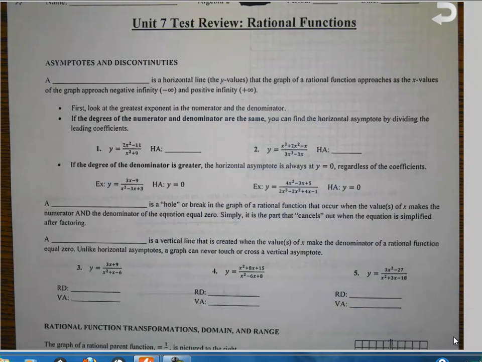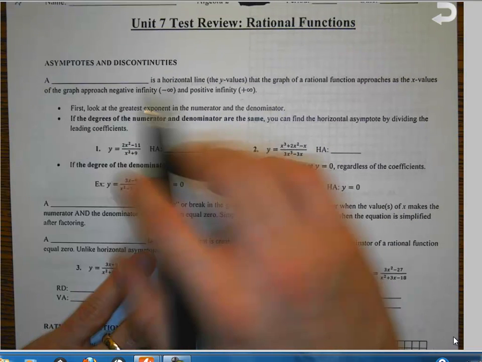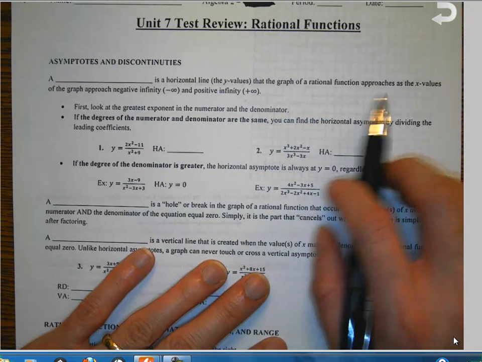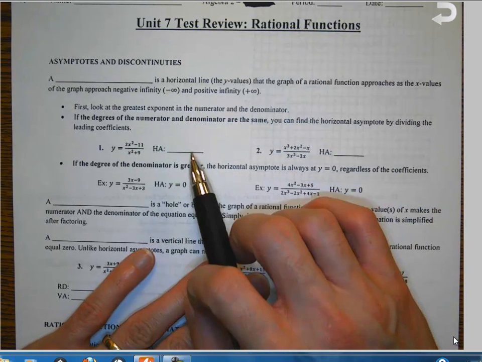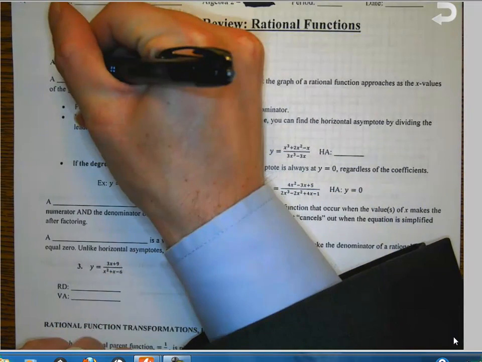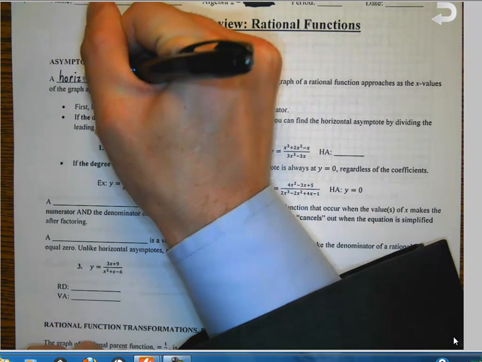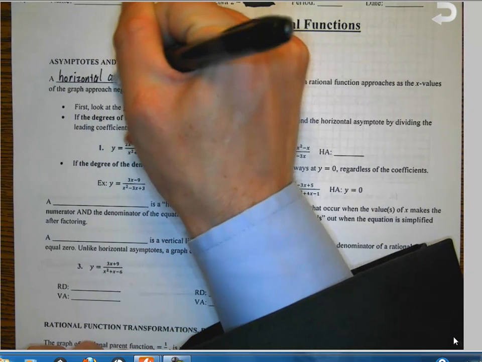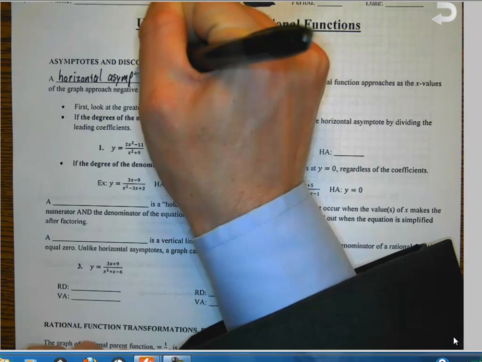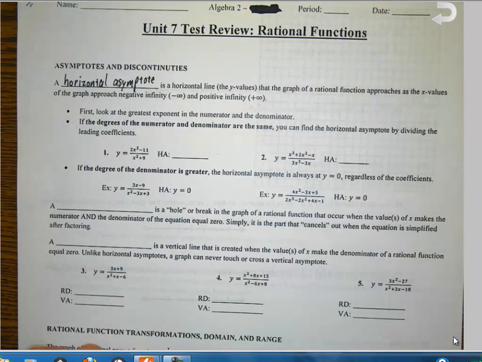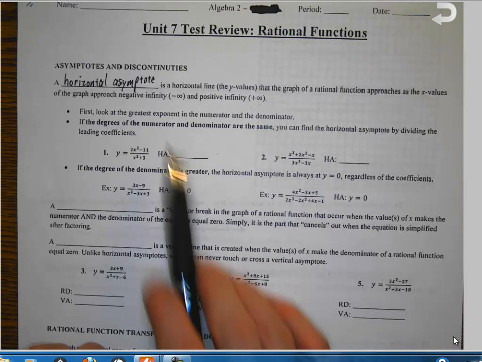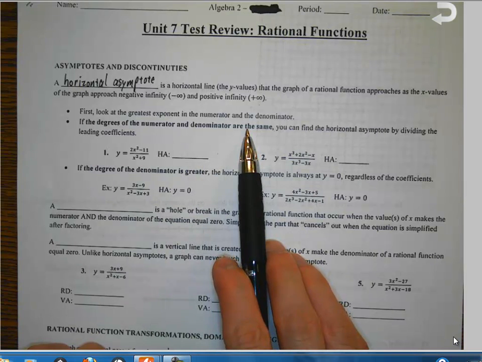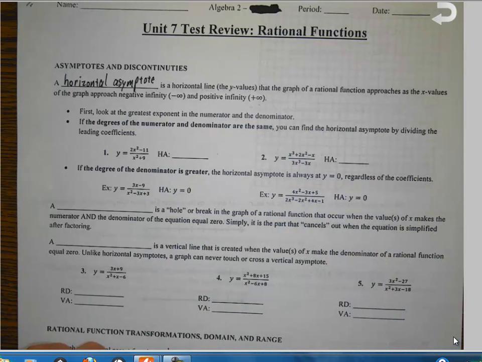We're going to start with the first blank, a horizontal line where the y values of the graph of a rational function approach as the x values approach negative infinity and positive infinity. This is what we call a horizontal asymptote. To find the horizontal asymptote, you first look at the numerator and the denominator. If the degrees of the numerator and the denominator are the same, you find it by dividing the leading coefficients.